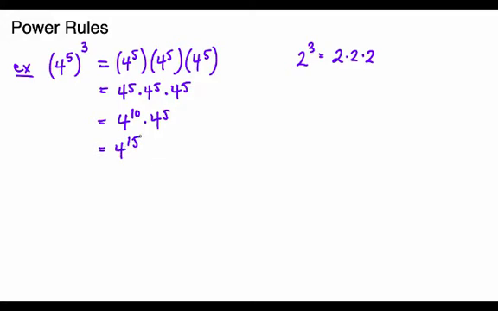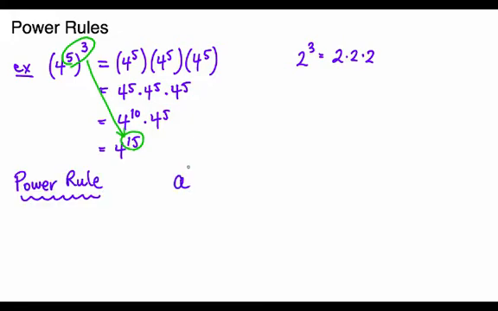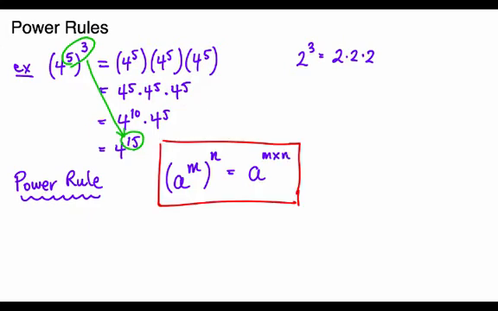So hopefully you can see that there's a shortcut to go from this original question to the answer without having to do all those intermediate steps. And there is, and it's called the power rule. The power rule states if you have a to the m, so a is your base and m is your exponent and a to the m is your power, and you raise that to another exponent n, you take m and n and you multiply them together. Important enough to put in a big box.